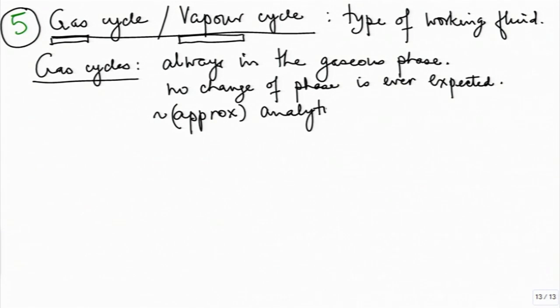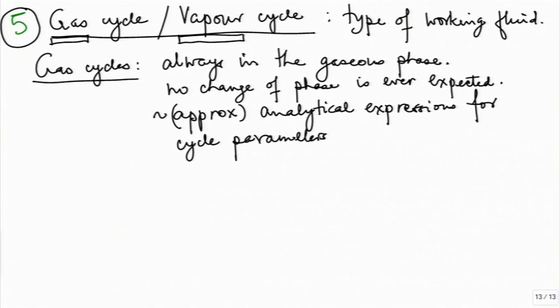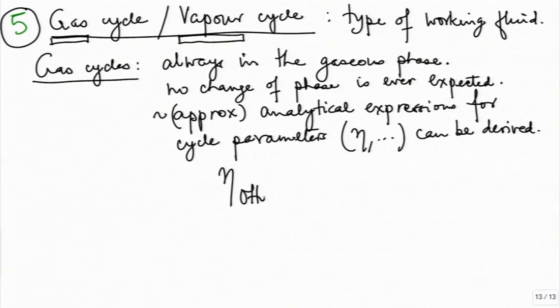analytical expressions for cycle parameters like efficiency etc. can be derived. For example, you have this famous expression that efficiency of an Otto cycle is 1 minus 1 over r_v to the power gamma minus 1, okay, something like this. You can derive, and many of our teachers take great interest in the ability of a student to derive such equations for Otto cycle, diesel cycle, dual cycle, and with their various combinations and modifications.